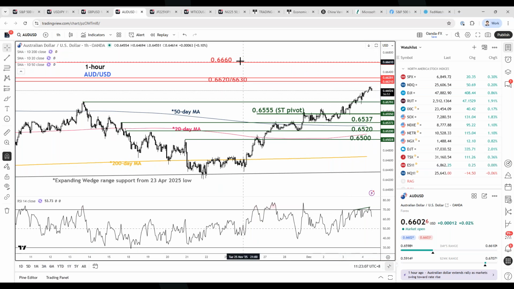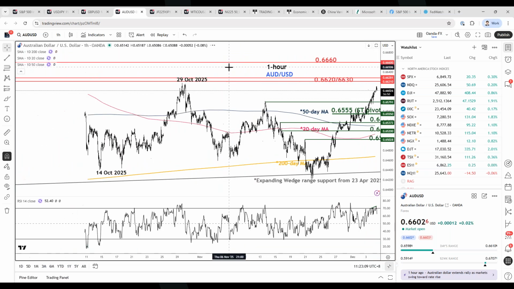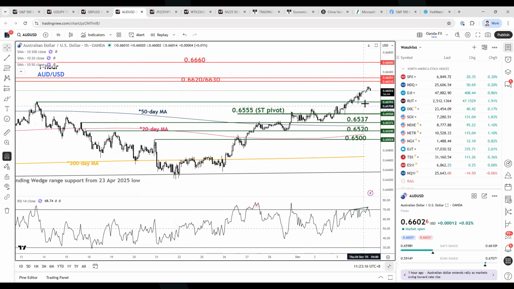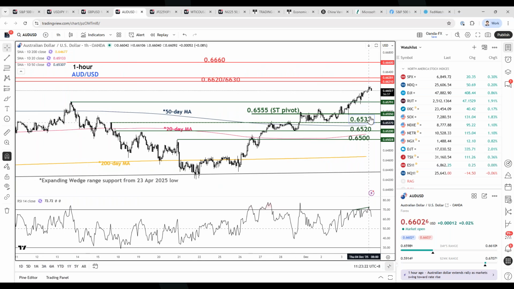Next resistance level to look out for will be 66.60, which is the minor congestion area of 16th of September and 17th of September. However, a bearish breakdown below 65.55 will invalidate today's bullish bias view to see a deeper minor corrective pullback towards 65.37 and the 65.20/65 figure level. This also coincides closely with the 50-day and the 20-day moving average, acting as a similar support area level as well to these graphical support levels. All right, so that will be the Aussie dollar.